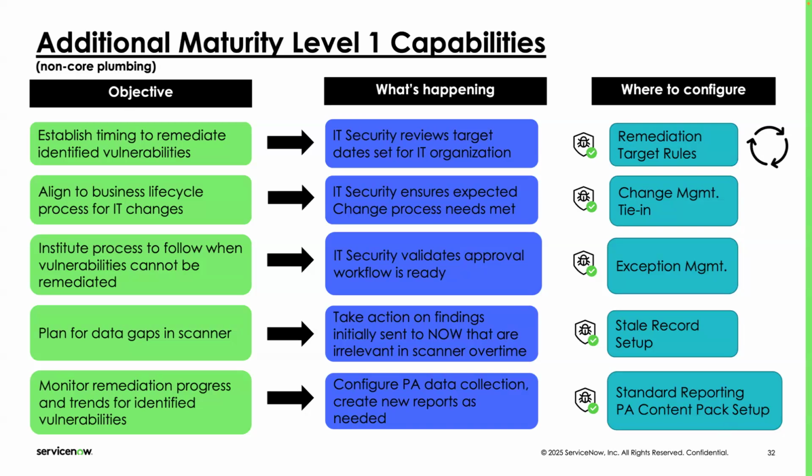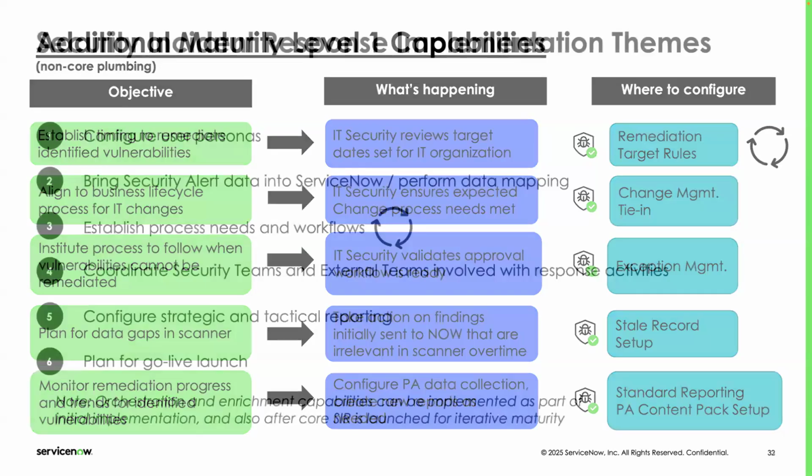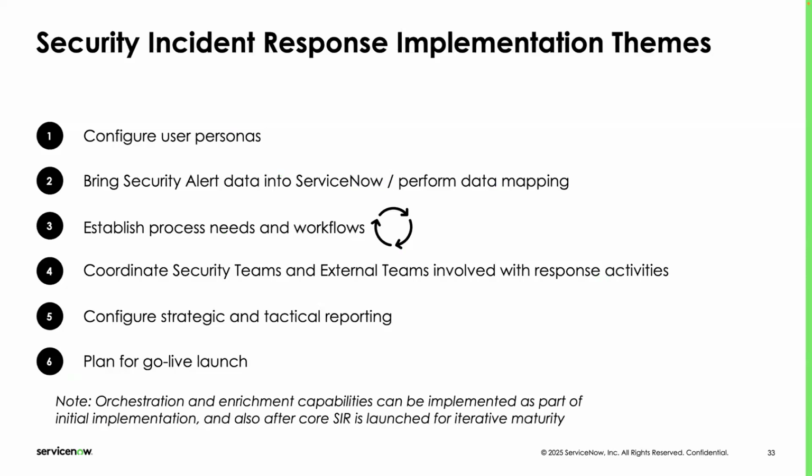Similarly, for security incident response, we have some general themes. Typically, we start with looking at what our core user personas are. So we may have our SOC analysts, our core incident responders, Tier 1, Tier 2, Tier 3. We may have managers. We may have our forensics team. This can vary per implementation, but we start with really defining who are the key personas in our response process.